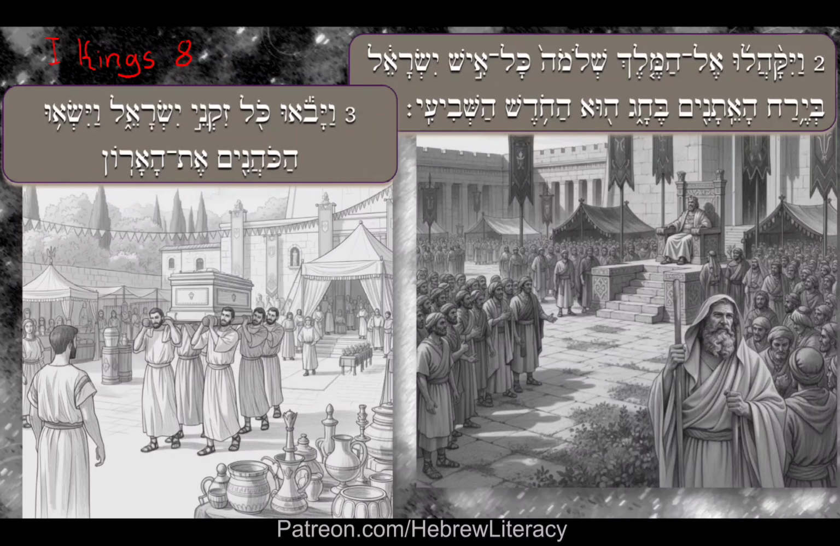So like if I wanted to say there, the festival, we could say he-chag. Okay. Hu, he or it, is hachodesh. There's the normal word for month. The month hashevi'i, the seventh. So it is the seventh month.